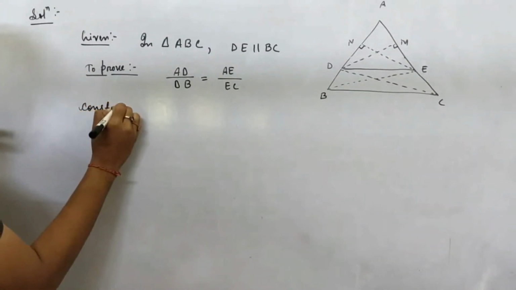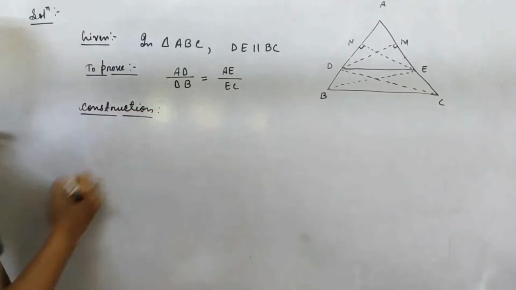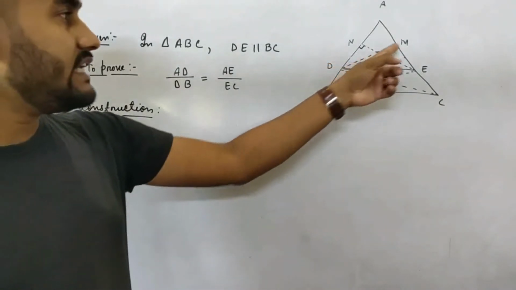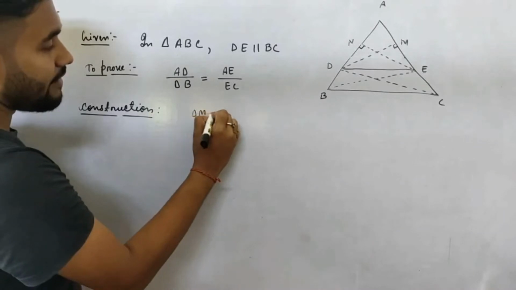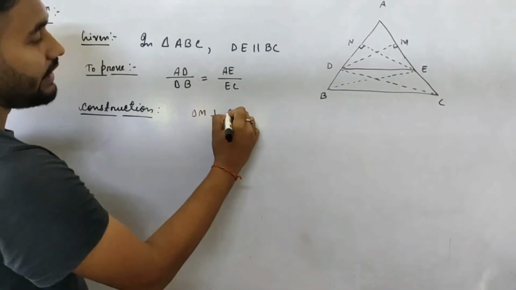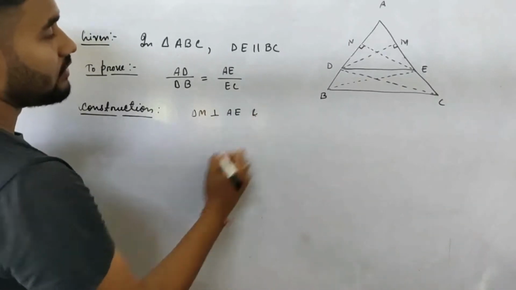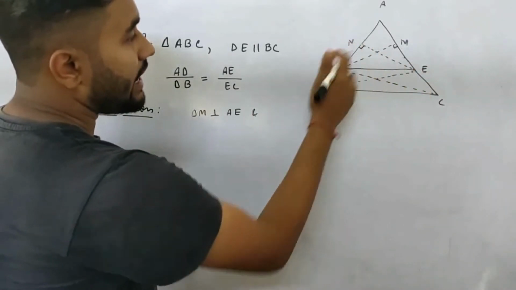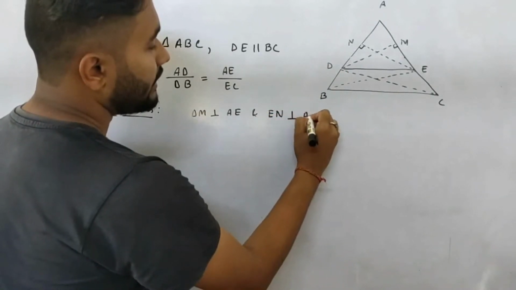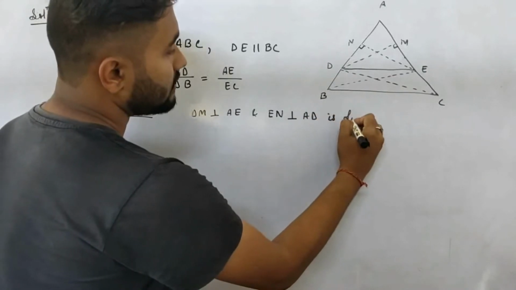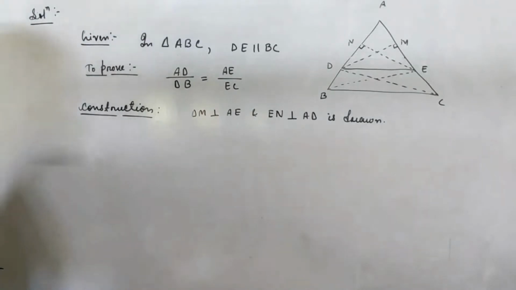Construction. What have you done at first? DM perpendicular to AE. This one we have done. And next, EN perpendicular to AD is drawn. This one we have done at first.